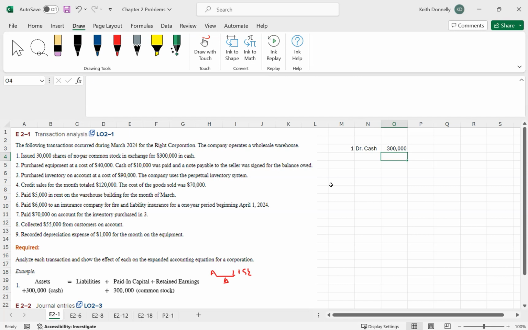Likewise, what did we give? Common stock. Credit common stock, 300,000. Our total debits equal our total credits. That's great. You can put a check mark on that one.